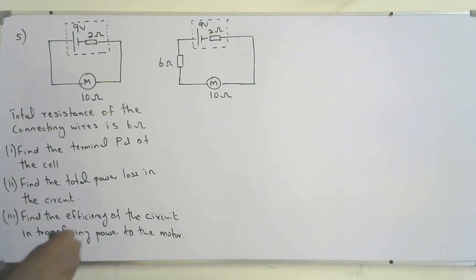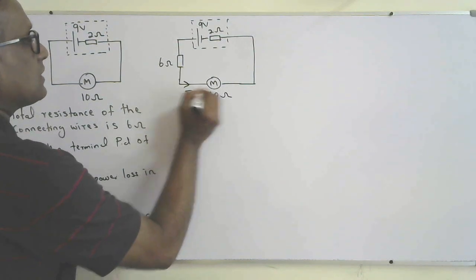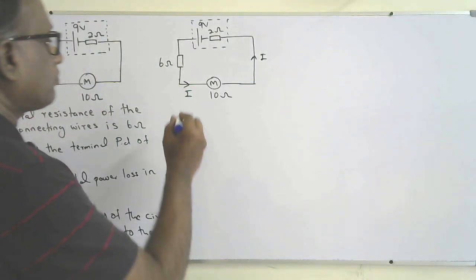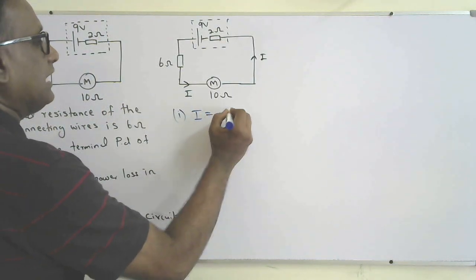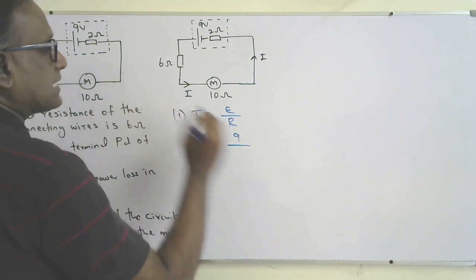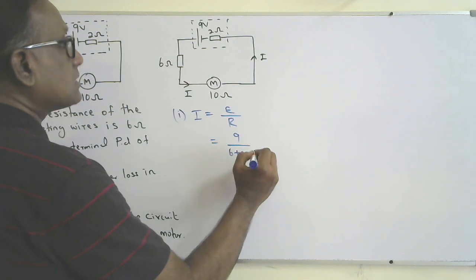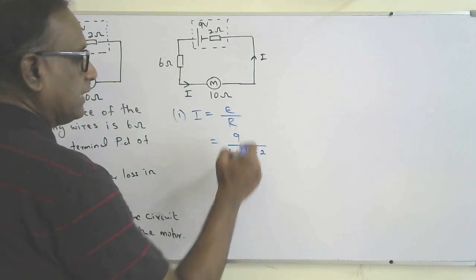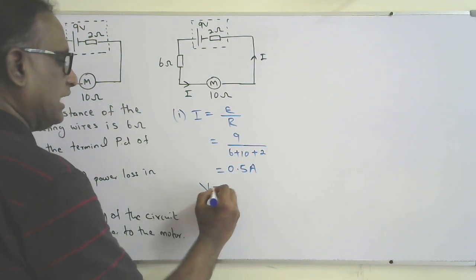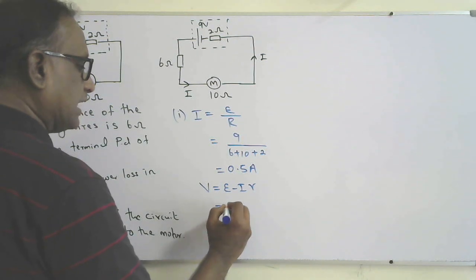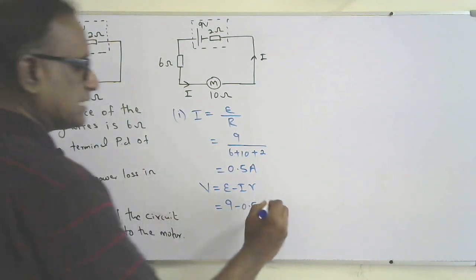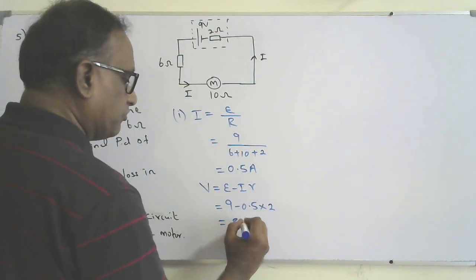Find the terminal potential difference. So I need to find the current first. I is equal to EMF over total resistance, that is 9 over the total resistance 6 plus 10 plus 2, that will be 9 over 18, 0.5 amperes. So terminal potential difference equals E minus IR for the cell. I know the EMF 9 minus 0.5 into the internal resistance 2 ohms. So it's going to be 8 volt.